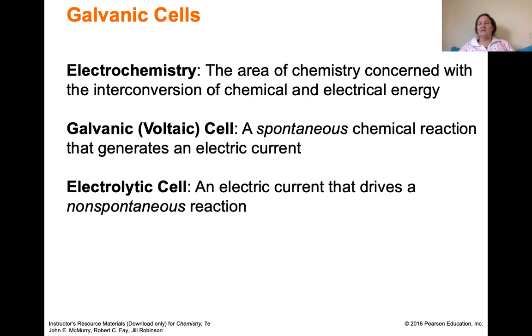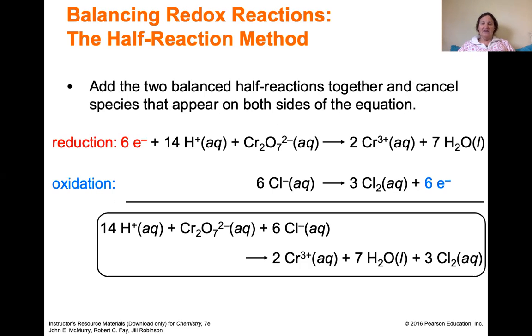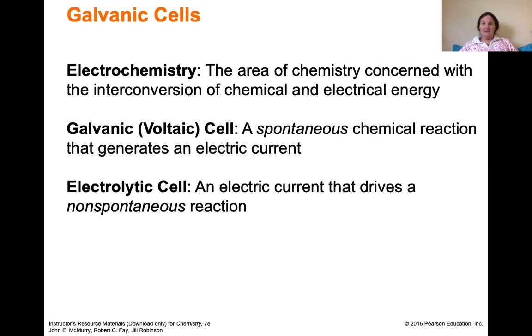So the thing about electrochem is we're taking advantage of a reaction like this, but we're not just mixing the dichromate and the chloride. We're not letting them come up against each other and exchange electrons. We're forcing those electrons to go through an external circuit. So in electrochemistry, it's a chemistry that concerns the interconversion of chemical and electrical energy.